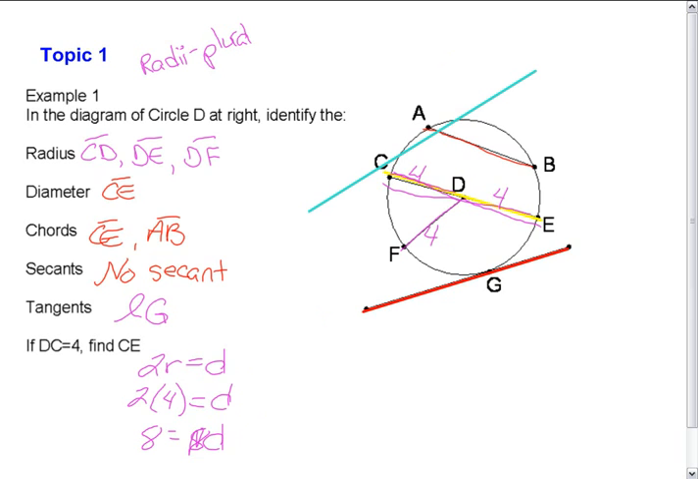Okay, let's move on. Alright, that's it for topic 1. It's just looking at all the different terminology of a circle and then identifying it on different graphs.